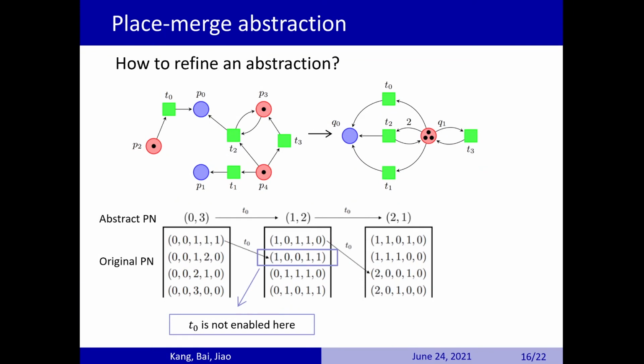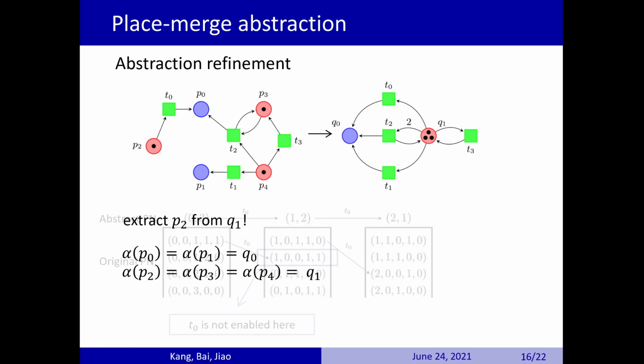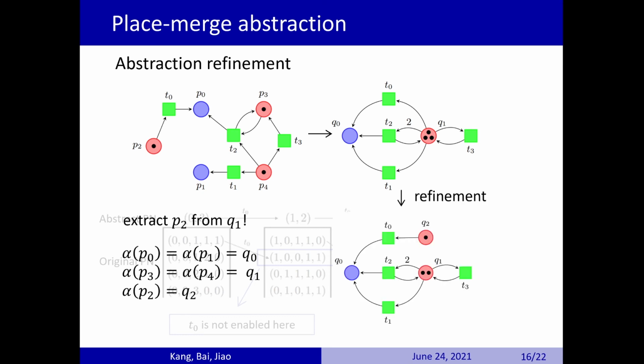Continue with this example. After the first transition T0 firing, there are no tokens to make the second transition T0 enabled. So, the place P2 is the key place. We extract it from abstract place Q1 and generate a new abstract place Q2. Therefore, according to the new abstraction function, we refine the abstraction and get a new one like this. Obviously, the path T0, T0 does not exist in the new abstraction.